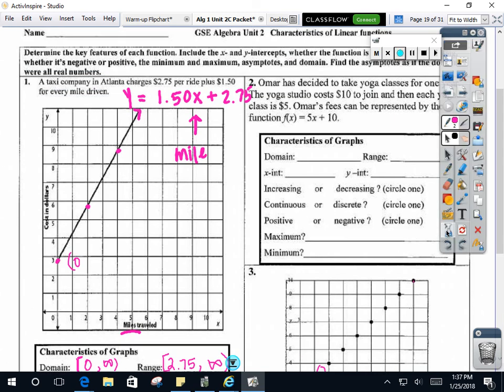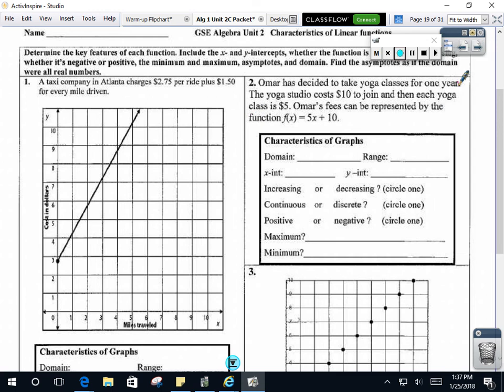Okay, now let's look at number 2. This time, they've given you a word problem but no graph. Omar has decided to take yoga classes for 1 year. The yoga studio costs $10 to join, and then each yoga class is $5. Omar's fees can be represented by the function f of x equals, which is the same thing as y equals, 5x plus 10.